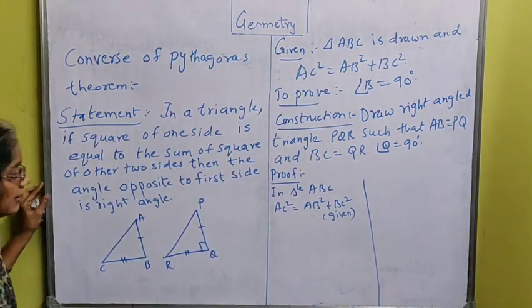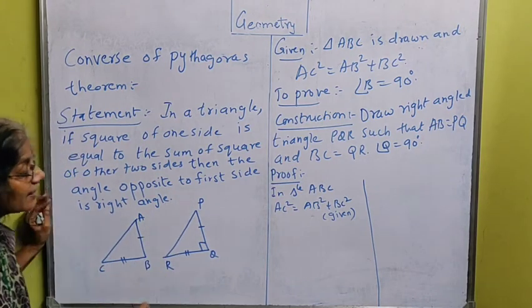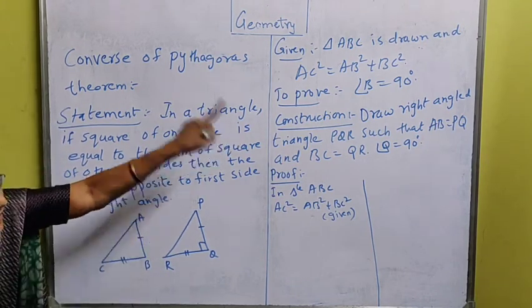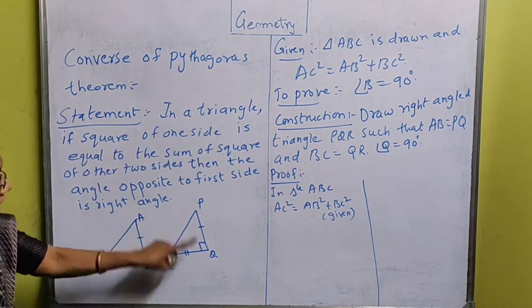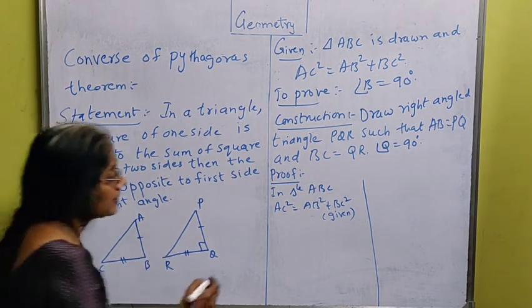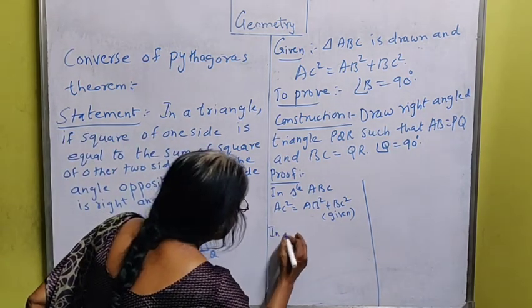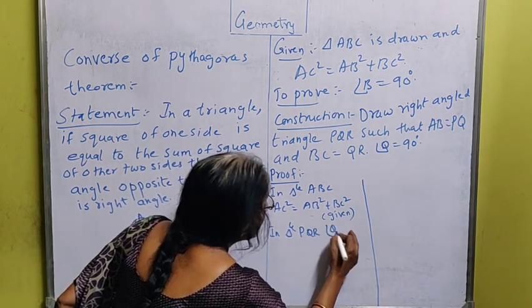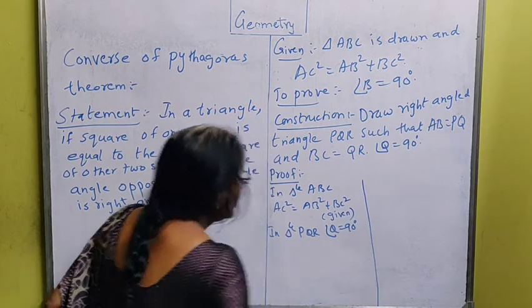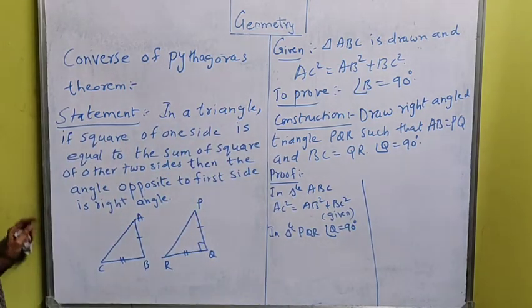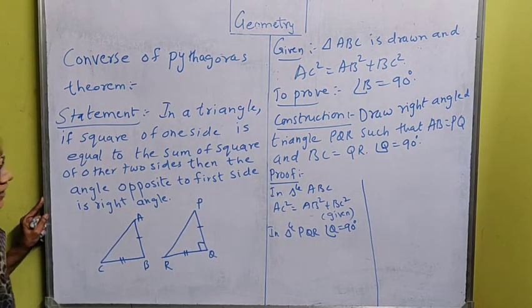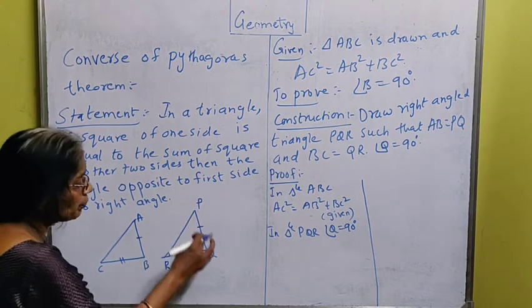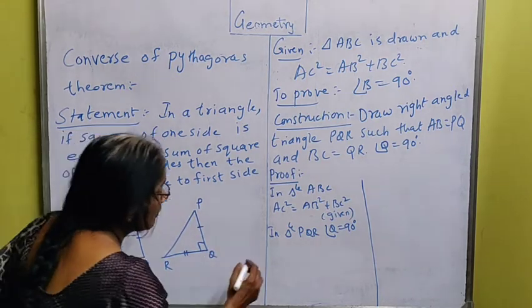Now next, PQR is a right angle triangle. Already we have constructed it as a right angle triangle, where angle Q is 90 degrees. So in triangle PQR, angle Q is equal to 90 degrees. So you can use the Pythagoras theorem. What the Pythagoras theorem says is that PR square is equal to PQ square plus QR square.